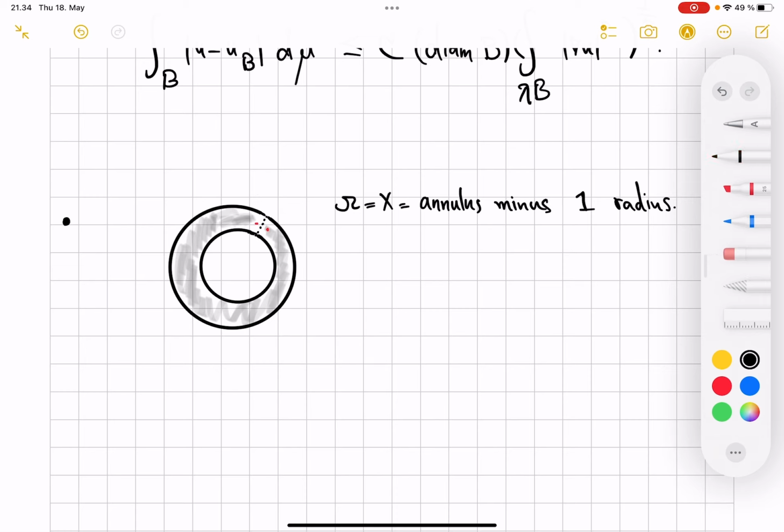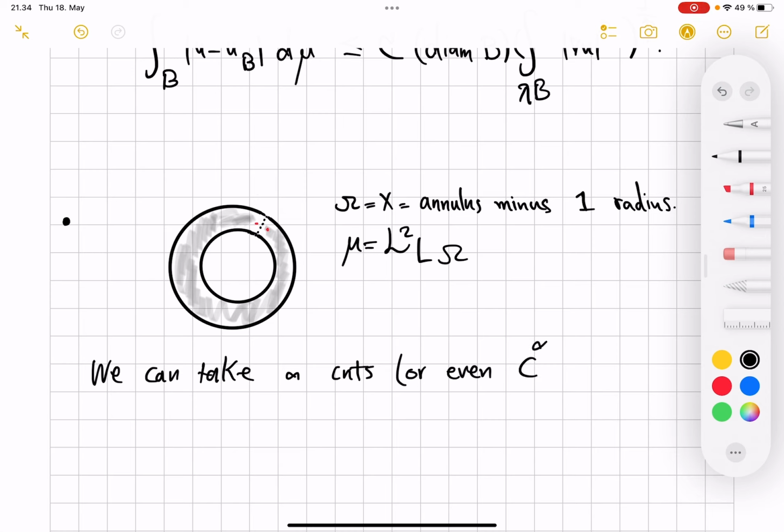If we want to duplicate the previous example, you want to take a continuous function. So we can take a continuous or even C infinity function, but not Lipschitz. So how could a function be C infinity and not Lipschitz? What is the difference between them?